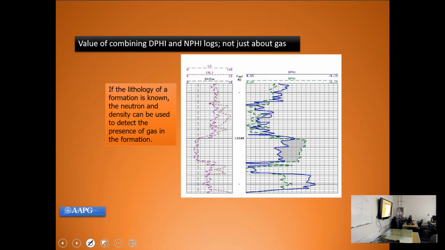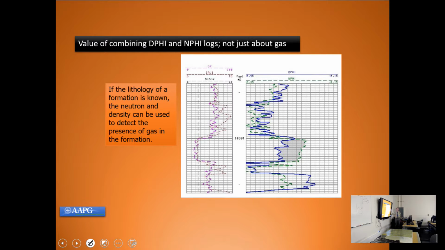So here's another log. I think this is from your textbook. The reason neutron and density logs are run together is not just to find gas, but because they can give you information about the lithology that you can't just get from the gamma ray. Here's our gamma ray curve. It's a nice looking curve. It's the purple one, right? So yeah, that looks very clean. That's looking dirty, sort of serrated. You might call it ratty. It says shale sand, shale sand, shale sand. This is looking nice and clean. Maybe it's a reservoir. Maybe it's anhydrite.